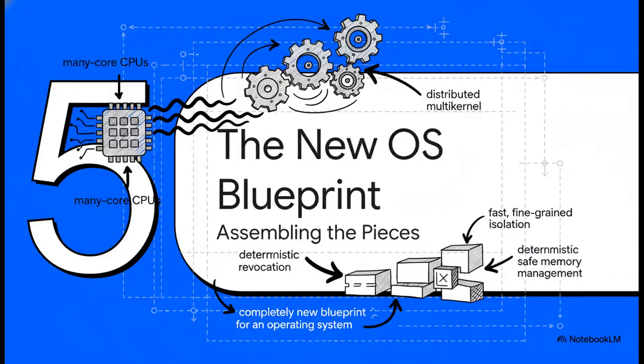So let's just put all the pieces together. We have hardware capabilities for fast, fine-grained security. We have a distributed multi-kernel for lock-free parallel computing, and we have deterministic revocation for safe memory management. You see, this isn't just a few small tweaks, it's a completely new blueprint for an operating system, designed from the ground up for the many-core world we live in now.